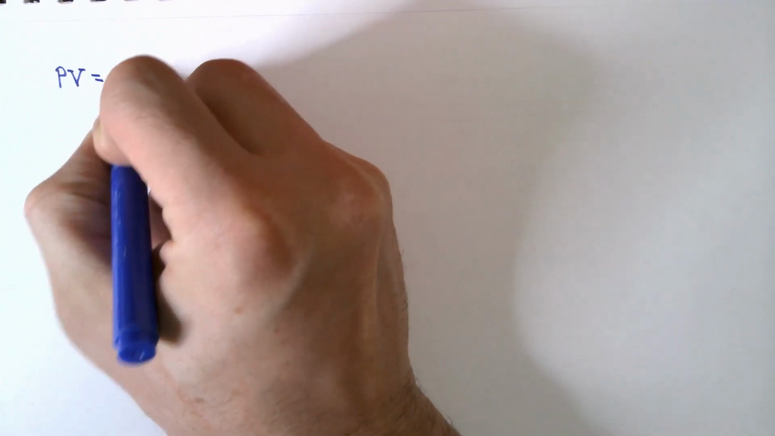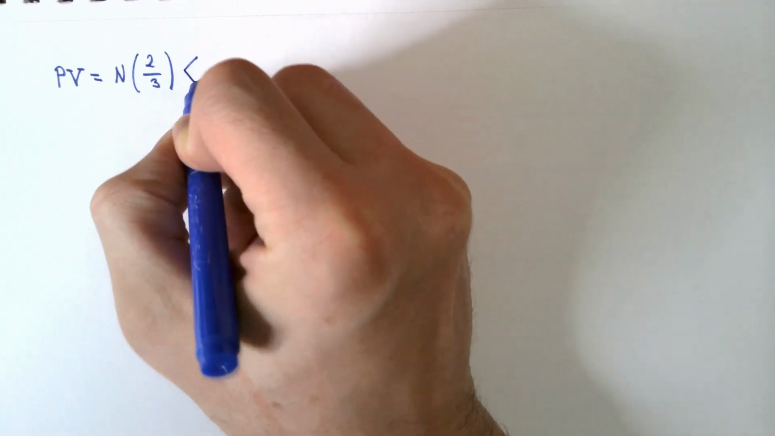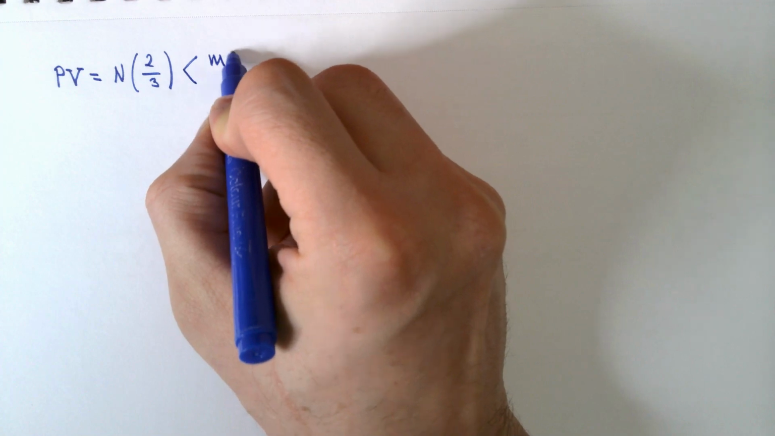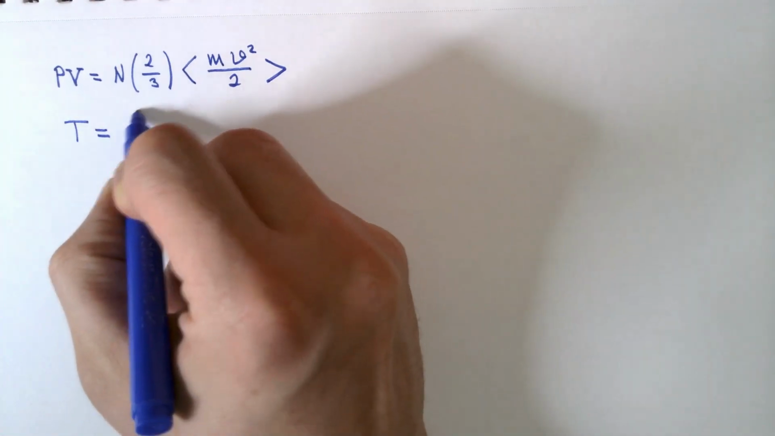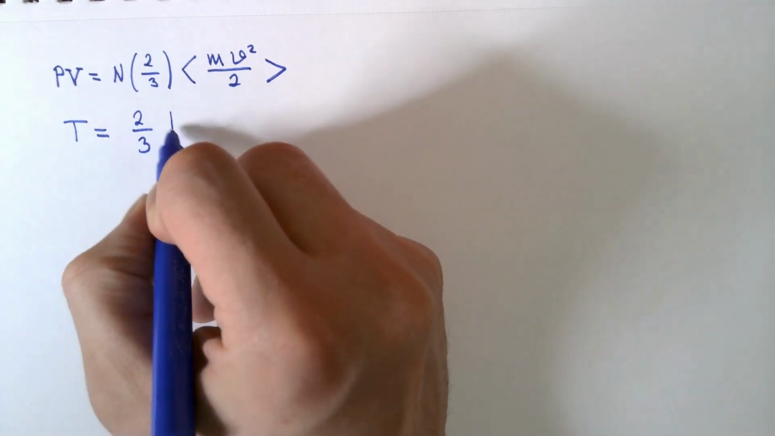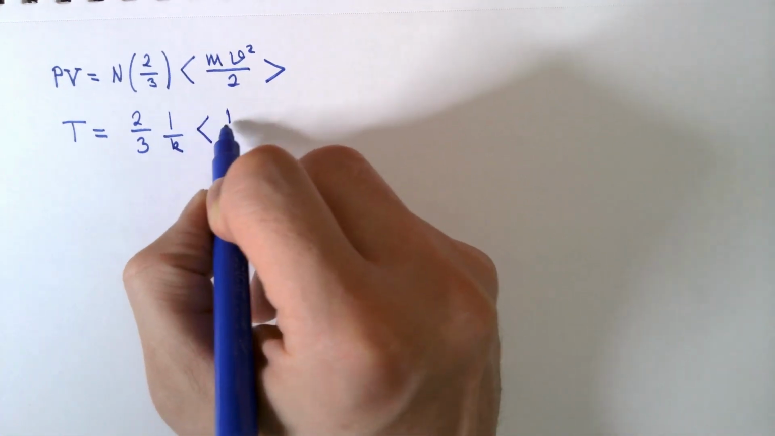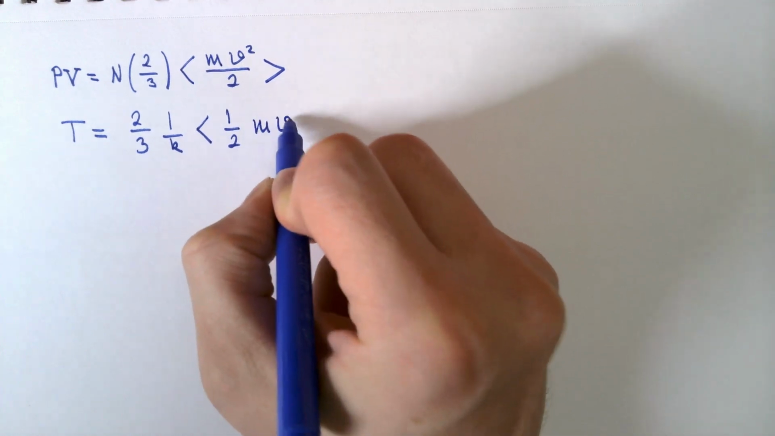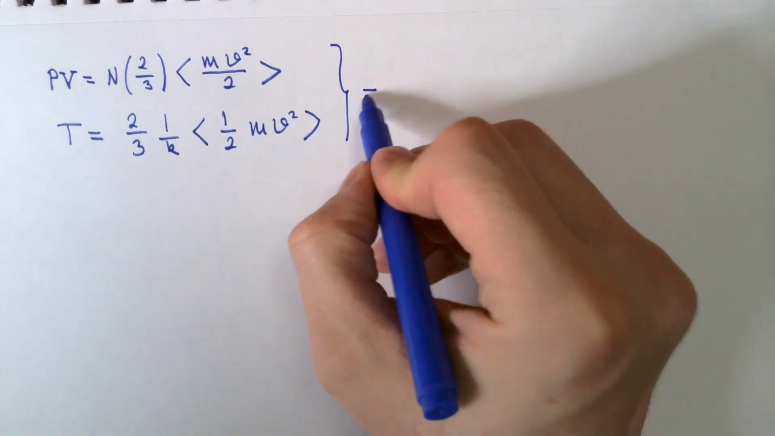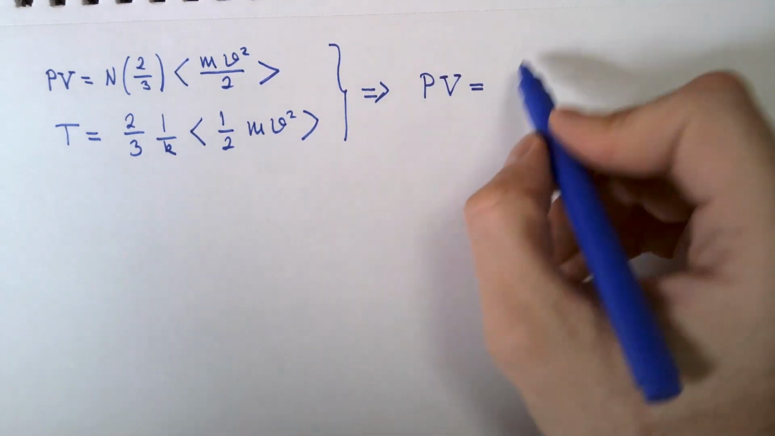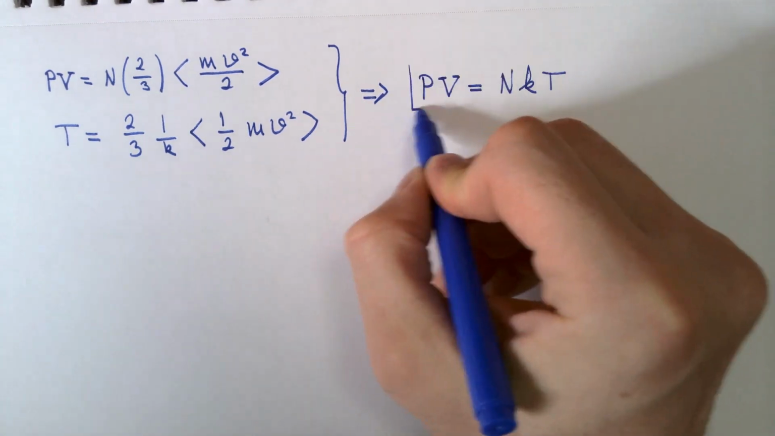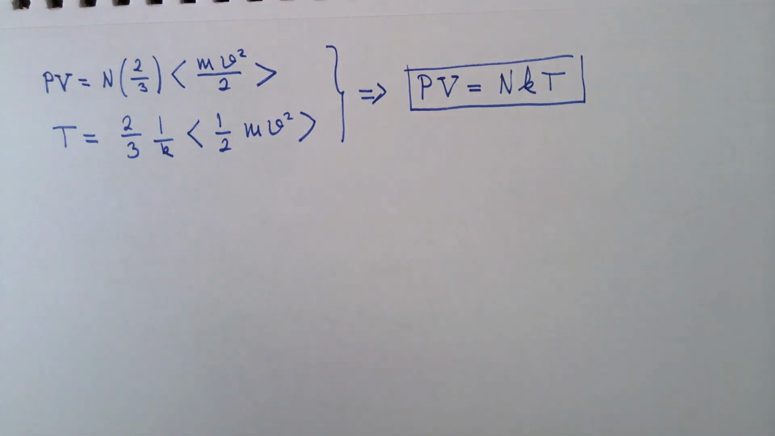Let's do it. In my previous videos on pressure and temperature, we derived the expressions that pressure times volume is equal to N times 2 over 3 times the average kinetic energy in the gas, which is mv squared over 2, everything averaged. And in my video on temperature, we defined temperature as 2 over 3 times 1 over k times the average of 1 over 2 mv squared. So, if we combine these two expressions, we will get that P times V is equal to NkT. And this is the equation of state for an ideal gas.